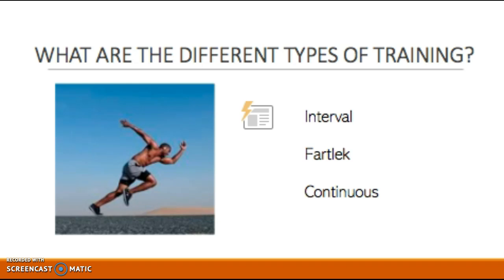Fartlek training. This is different types of intensities training at different terrains like slopes and hills. It's a different type of training technique.